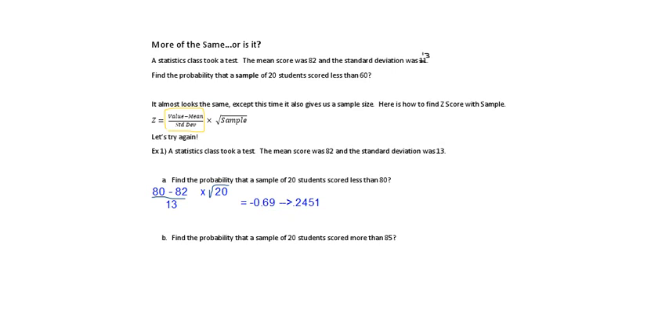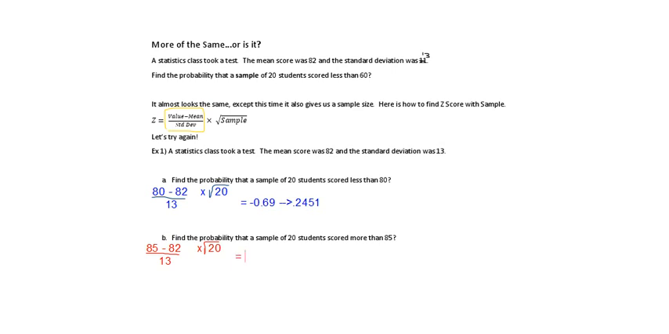All right, part B. Find the probability that a sample of 20 scored more than 85. Well, let's do the same thing. So let's see. Our value is 85. The mean is 82. We're still going to divide by the standard deviation, which is 13. And then we're going to multiply by the square root of 20. So 85 minus 82, divide by 13, multiply by the square root of 20. Let's see what the calculator says.